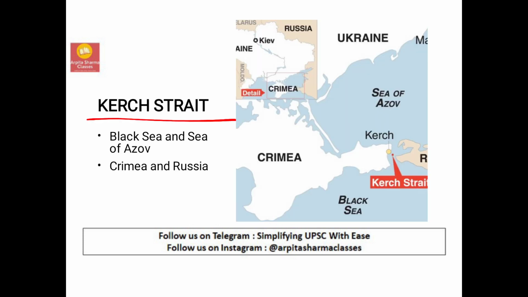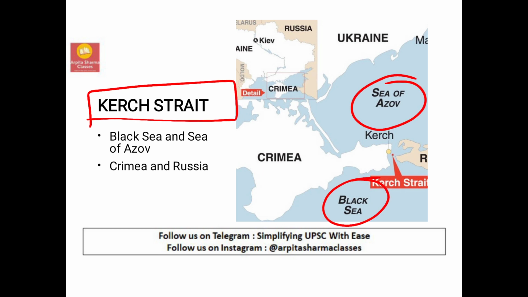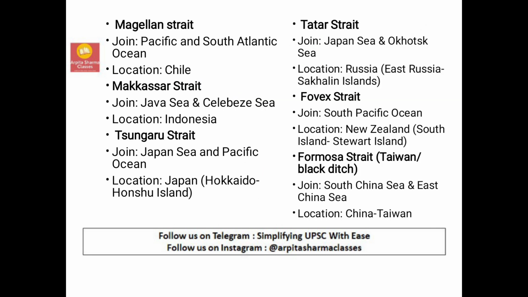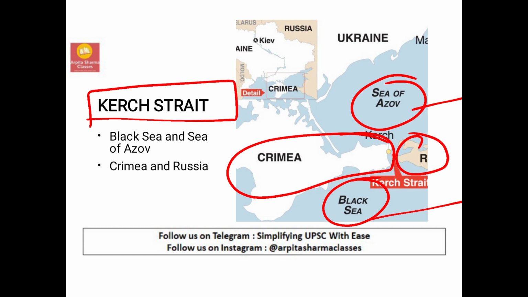And then there is Kerch Strait. Kerch Strait is present between the Black Sea. It is going to connect the Black Sea and the Sea of Azov, and it is present between Russia and Crimea. Okay, Russia and Crimea. So it is also important because Crimea is also there in news for a lot of reasons. So this strait becomes important. It is going to connect which and which? It is going to connect the Sea of Azov and the Black Sea. Which strait? Kerch Strait.